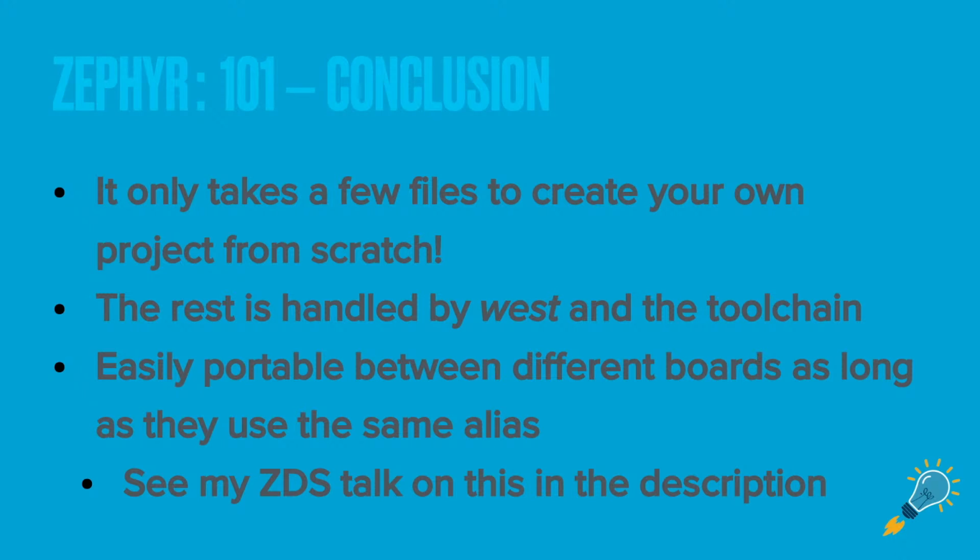It only takes a few files to create a project from scratch. The rest is handled by West, which is great. But you have to basically set all that stuff up. This is sans setting anything up or any toolchains, because I'm assuming you've already done that. It's easily portable between different boards, which is great because all you're doing is just using an alias. And you can check out my ZDS talk, Zephyr Development Summit, on the topic of creating an application and then using it across different boards. It's a little lengthy, I know some people are like, oh my gosh, it's so long, but it goes step by step on how it works.